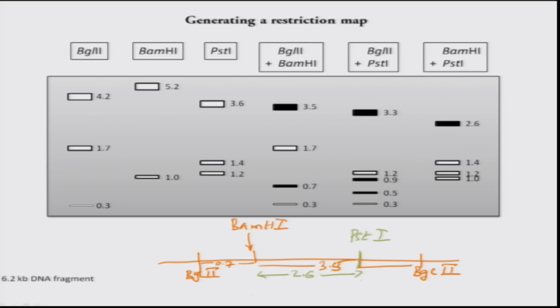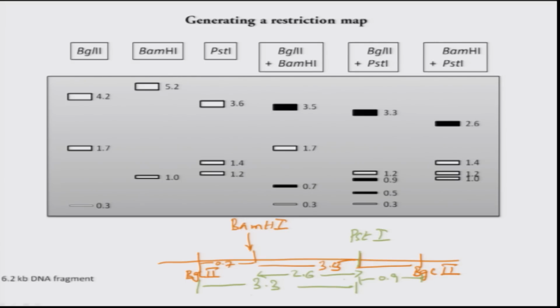So, if we subtract 2.6 from 3.5, that leads to 0.9. So, this seems to be the 0.9 kb new fragment, and so 2.6 plus 0.7, which equals 3.3, is the other BglII PstI fragment. So, what is left now?